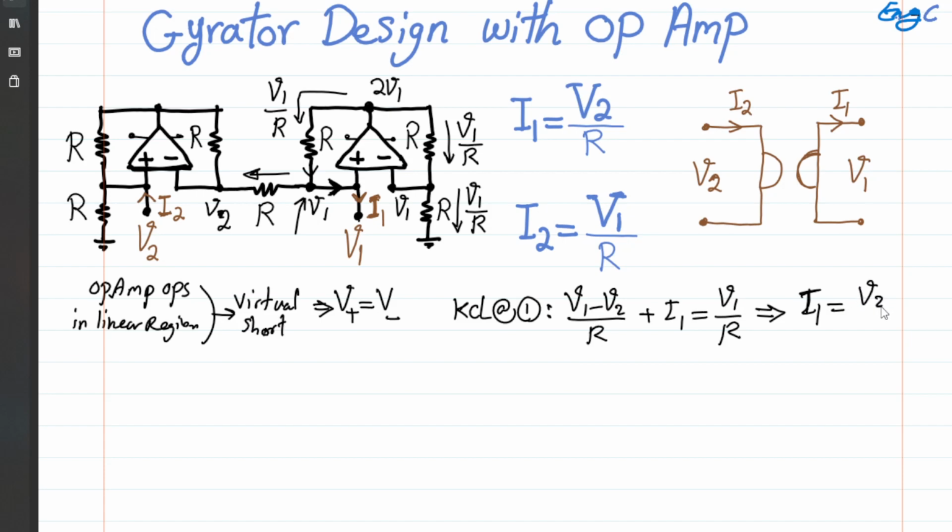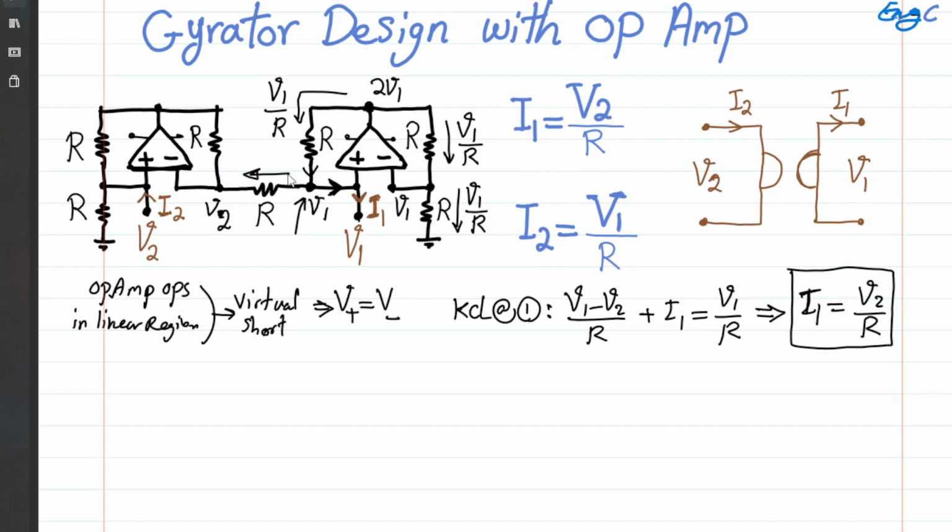So V2 over R. R is the value of this resistor that is, as you can see, repeated 7 times. 1, 2, 3, 4, 5, 6, 7. So there you go. The current with this direction at input terminal 1, input port 1, is defined by V2 actually, not by V1. Okay, so that's one equation for the gyrator we wanted. Let's check the second one.